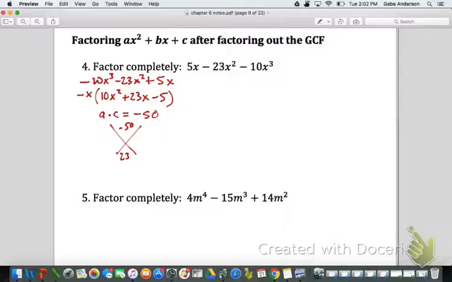Negative 2 and 25? Yeah, I agree. Negative 2 and 25 are the numbers that work.